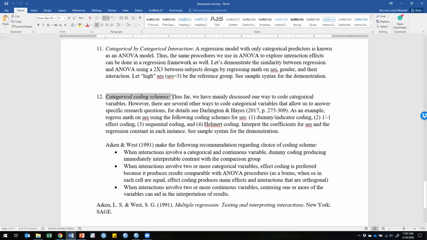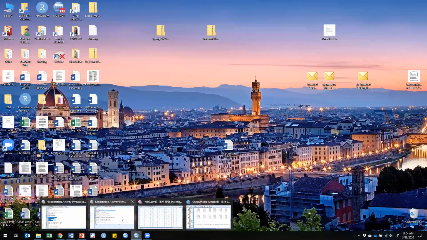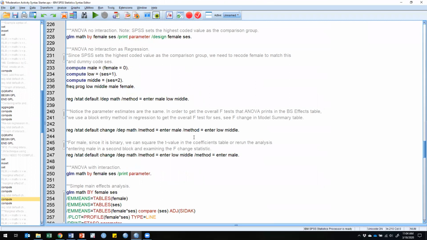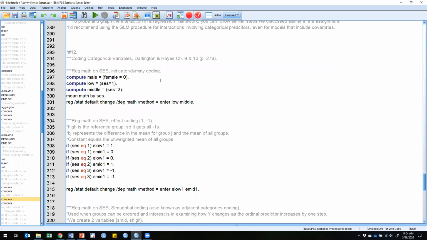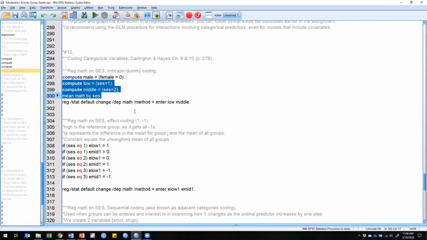And then finally, the assignment ends with introducing you to different types of categorical coding schemes. I would highly recommend reading these few pages in the Darlington and Hayes book to give you a good overview of different coding schemes for categorical variables and when it might be important or substantively interesting to use them. In the syntax here, I walk through some of these with you. So here's how we would do indicator coding, dummy variable coding.